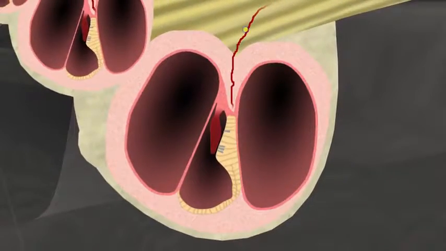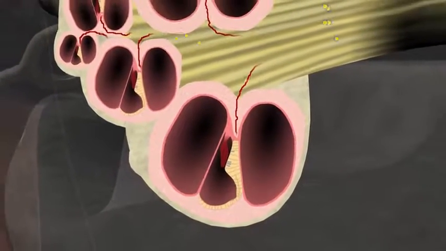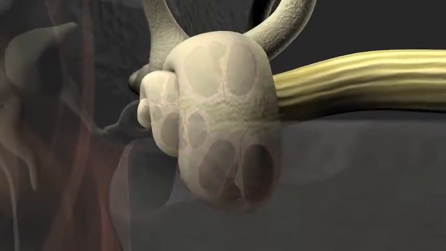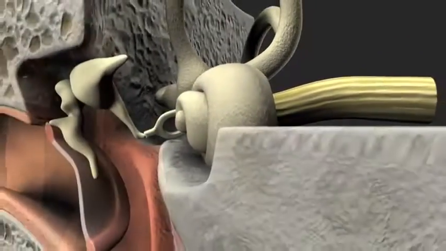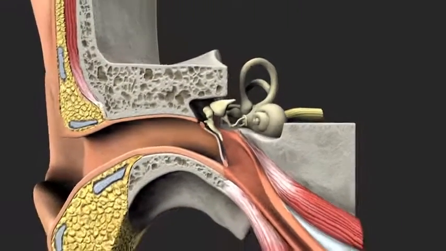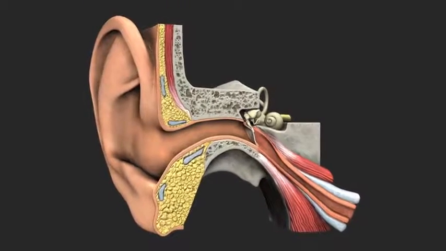These charges make a neural impulse, which travels along the auditory nerve to the brain and which is interpreted as sound. This complex mix of physical, chemical, and mechanical processes occurs almost instantaneously and creates our perceptions of the sounds we hear in everyday life.